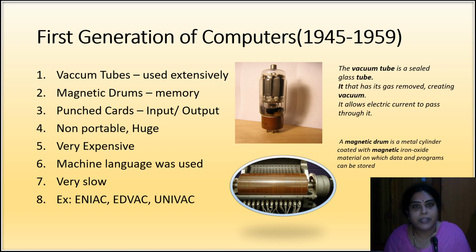And magnetic drums were used for memory. If you can see this picture here, this is the vacuum tube and this is a magnetic drum. The magnetic drum is a metal cylinder coated with iron oxide. This was used for data storage. And punch cards were used for input and output. Punch cards are nothing but stiff paper in which holes are made, and the data was coded in these punch cards. It was used for input and output.